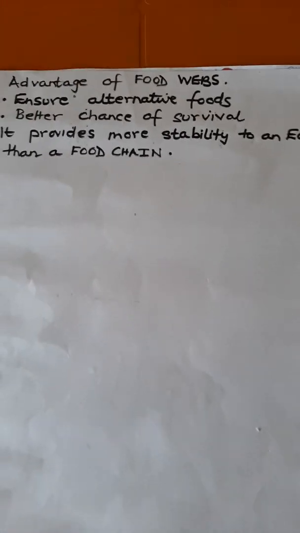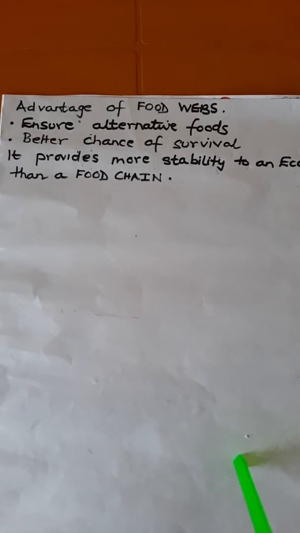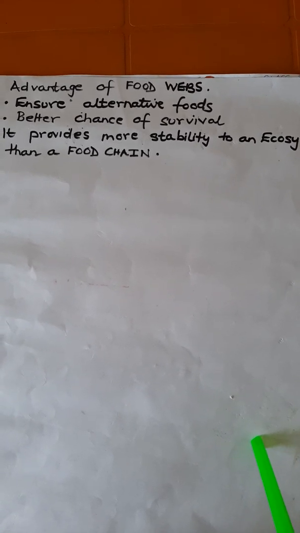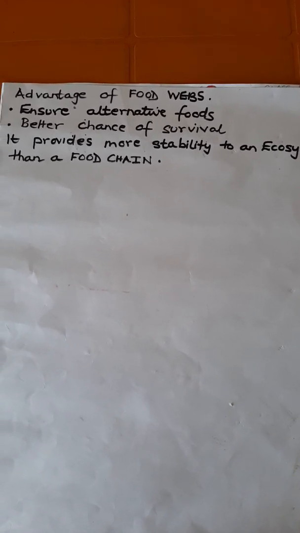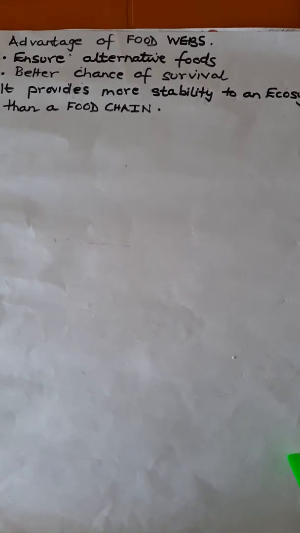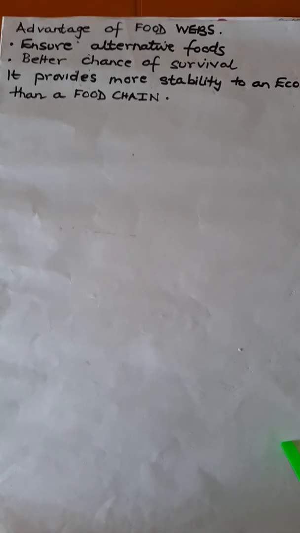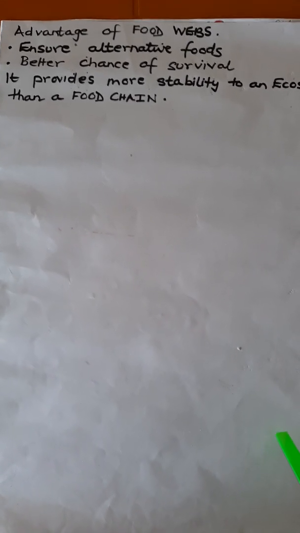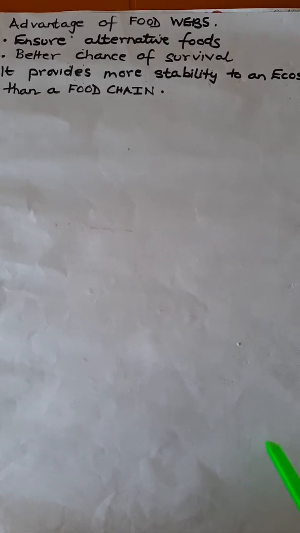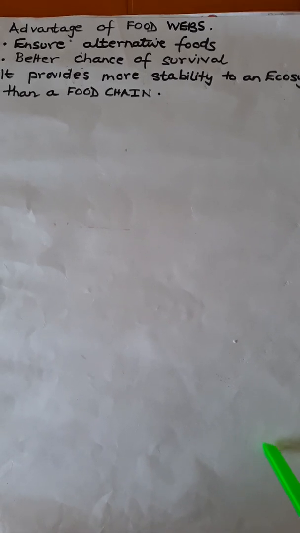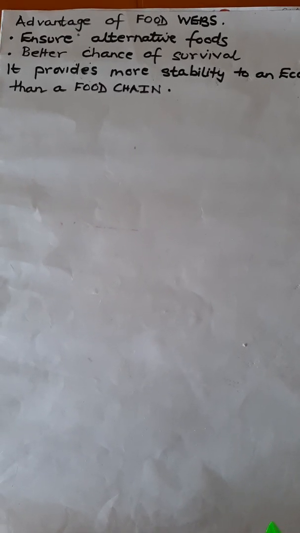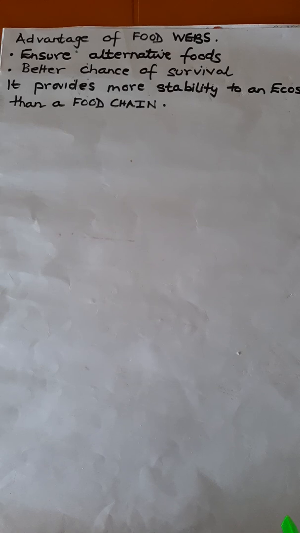Now, the advantage of food webs. What is the advantage? It ensures alternative foods. I showed you, no? They don't have to depend on only one organism for food. It can even get an alternative organism for its food. Now, there is a better chance of survival because it gets an alternative form of food. It does not have to depend on only one organism for its food. It provides more stability to an ecosystem than a food chain.